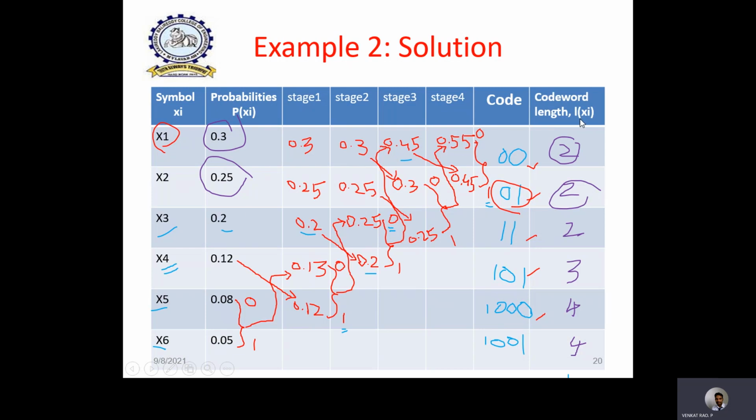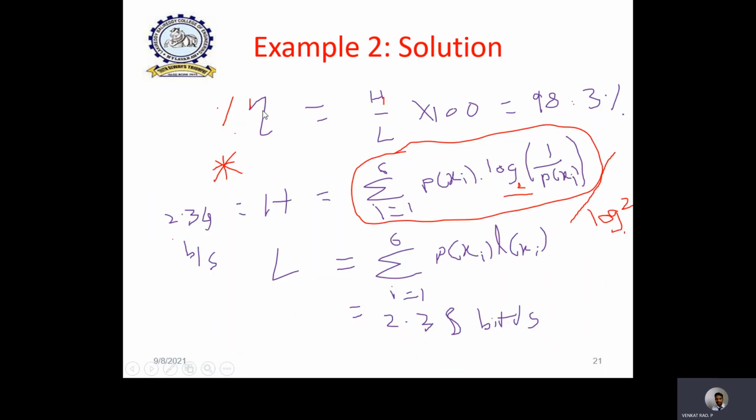Finally, if you want to calculate the code word length, you can represent it with the letter L of xi, that means L of x1, L of x2 and so on. Length of the code means the number of bits. So here the number of bits is 2, 2, 2, 3, 4, 4 and so on. Based on the code word lengths and the probabilities, P of x1, P of x2, we can calculate the coding efficiency.